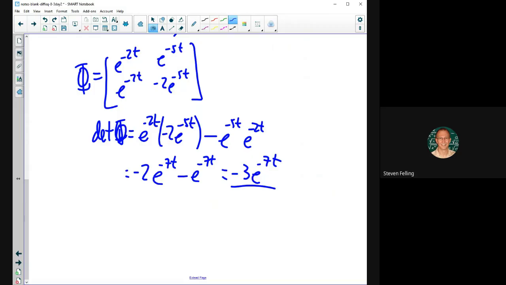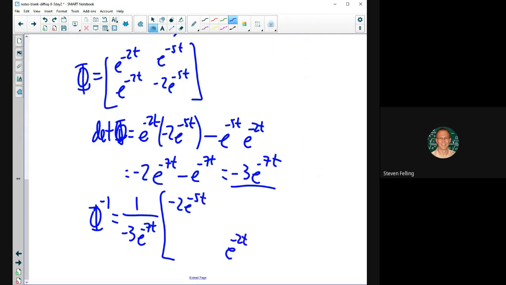And then that means that the inverse matrix is 1 over that determinant, which is negative 3 e to the negative 7t, times a matrix which is the original phi matrix but manipulated. What we have to do first is reverse the things that are on the main diagonal. So the negative 2 e to the negative 5t goes here, and the e to the negative 2t goes here. And then for the other things that are not on the diagonal, we negate them. So negative e to the negative 5t, and negative e to the negative 2t.